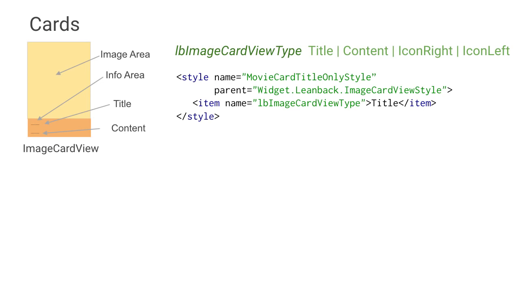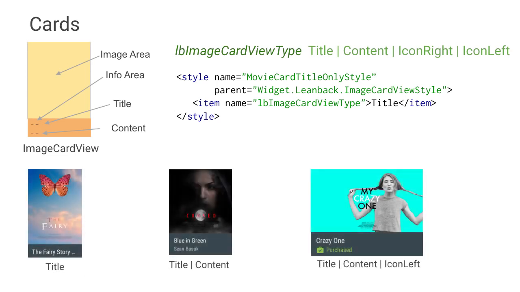This controls what content gets rendered in the card. It takes 4 possible values: title, content, icon right, and icon left. And these are not mutually exclusive. Here are 3 cards with 3 different values for this attribute. The one on the left displays the title in the info area. The one in the middle displays title and the content. And the one on the very right displays title, content, and the icon on the left. You can see, just by creating new styles, you can have different representation for your cards.